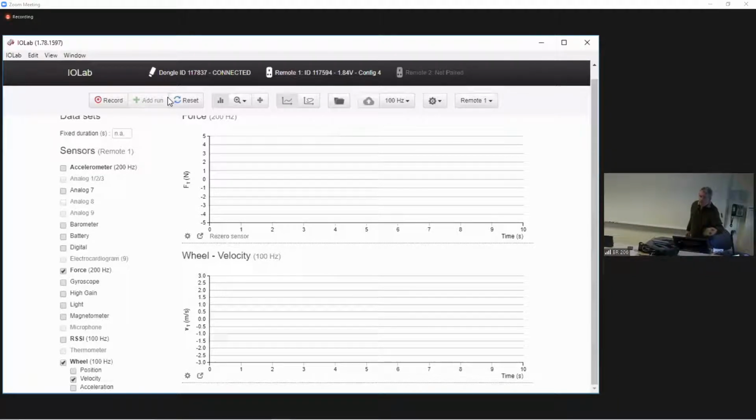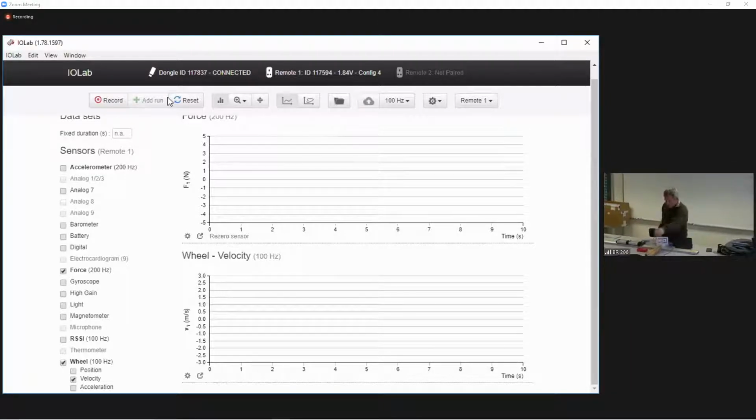The impulse-momentum theory says that the impulse is the change in momentum, and the impulse is the area under the force versus time graph, right? So as I said, let's bring up a graph of force, force measured by the force sensor, and velocity of the cart. Let's start taking some data.